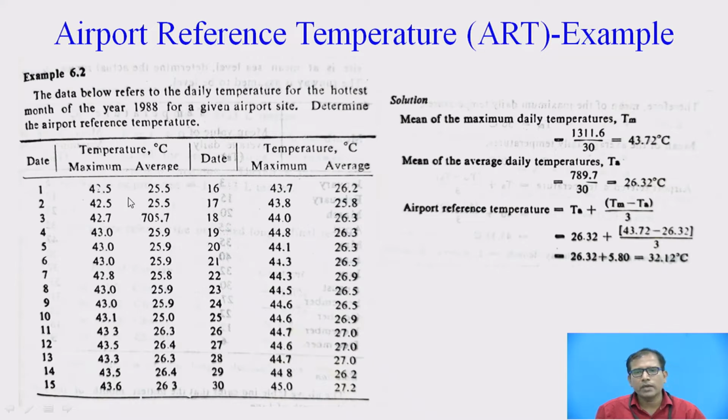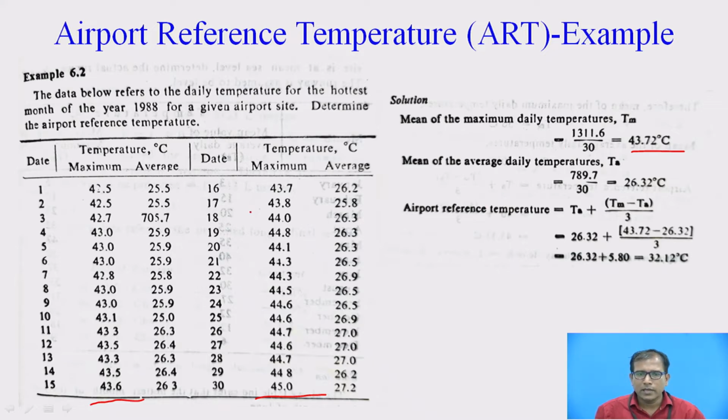Now we need to calculate Tm and Ta. What is Tm here? The mean of the maximum daily temperature is indicated by Tm. How to do that? Take the summation of all these values. Adding together, this comes to 1311.6, divided by the total number of days, which gives the Tm value as 43.72 degrees centigrade. That is the mean of the maximum daily temperature.